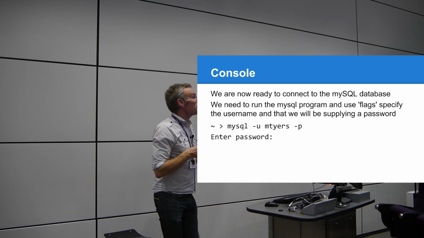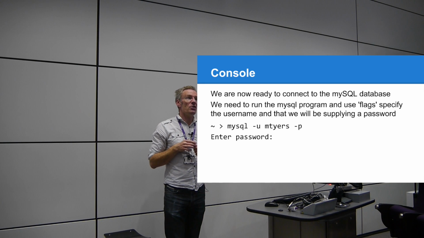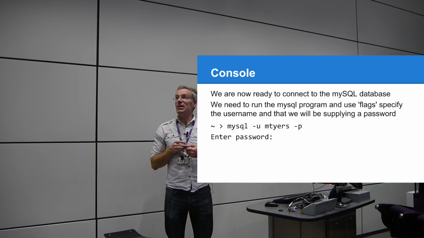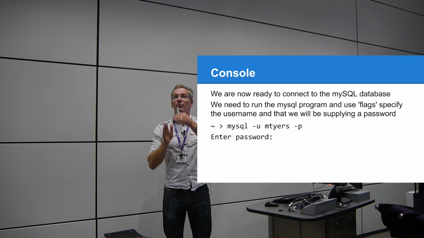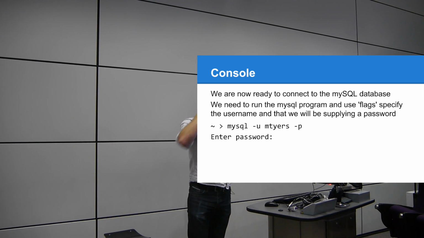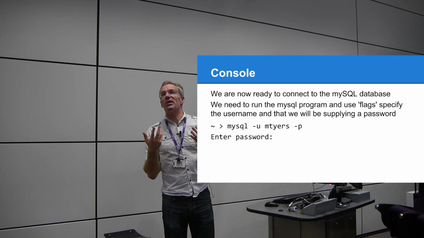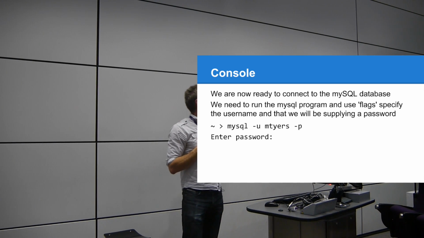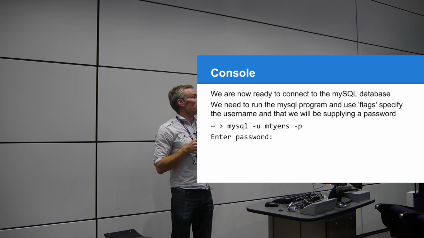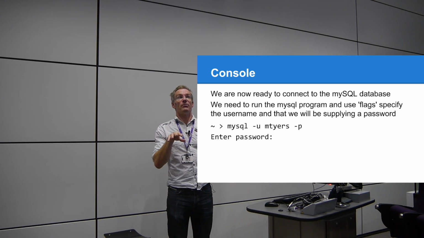So you type in mysql, the -u, that little dash u is called the u flag. The -p is called a p flag. They're basically parameters you're passing into the command. So we're saying, open up MySQL, I'm going to be passing you a username, which is mtires, and the -p means I'm going to be passing you a password. But obviously we don't type the password here, do we? Because we want it to be hidden.